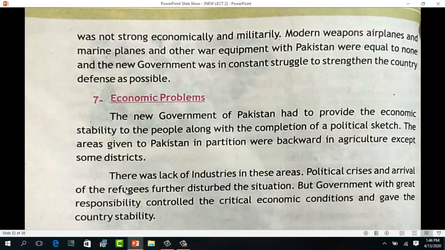The arrival of the refugees also disturbed the situation and created economic problems for Pakistan. But the government with great responsibility controlled the critical economic condition and gave the country stability. That's the end of this topic.